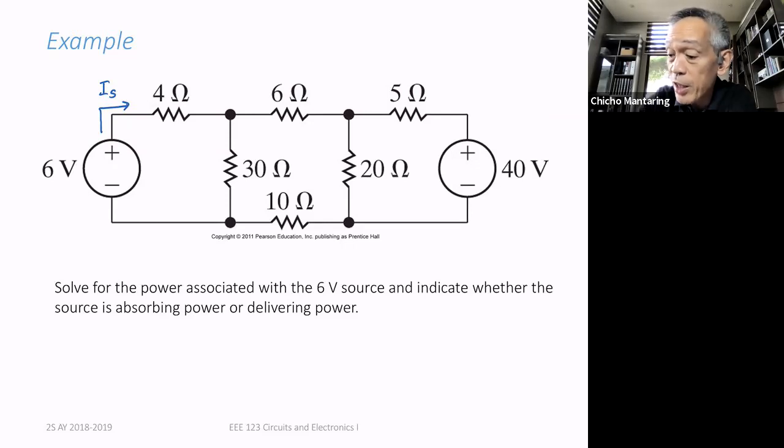So what is my strategy? The strategy would be the remainder of the circuit, I convert to an equivalent circuit. Now before, you learned how to simplify a circuit kung resistive siya.